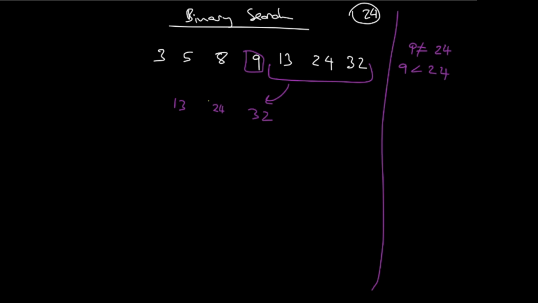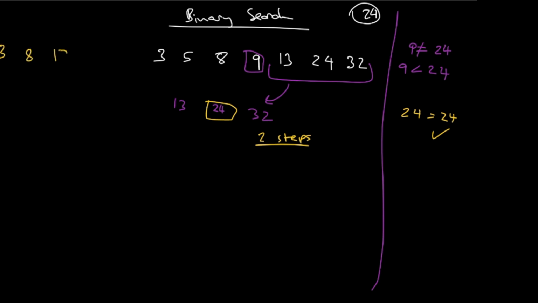Now we will repeat the process until we find our number. 24 is now the number in the middle. This time, we compare 24 with our number and it matches, so it took us 2 steps to find our number. Let's try another example.